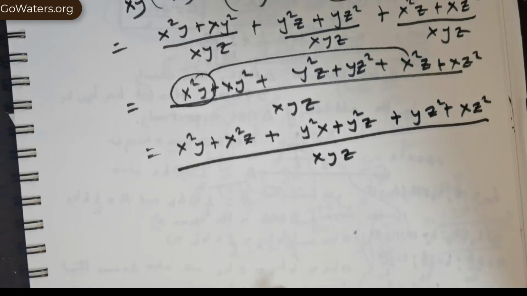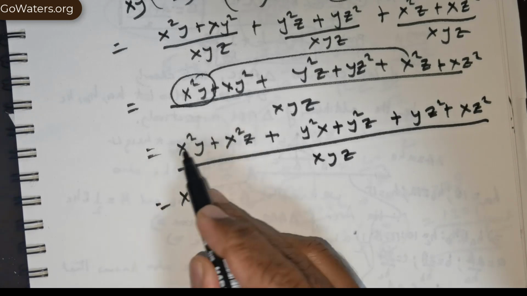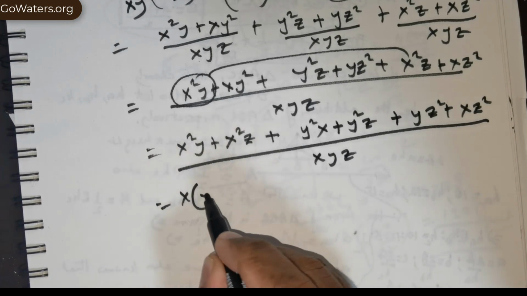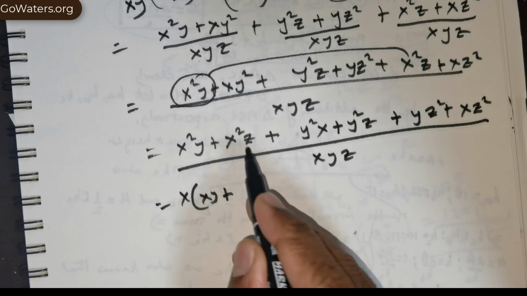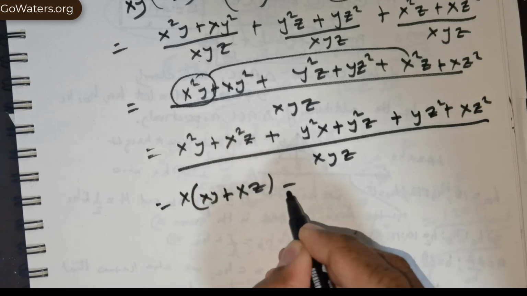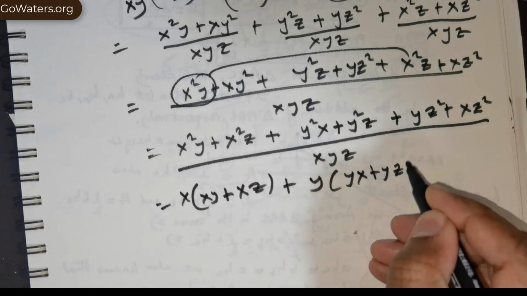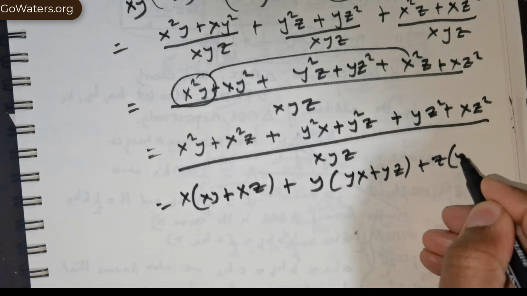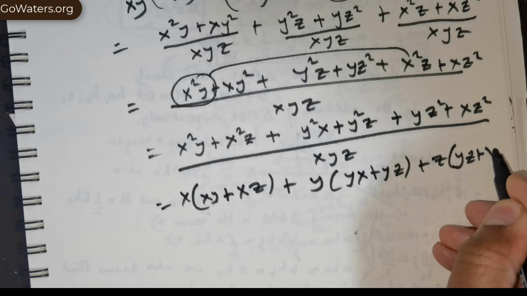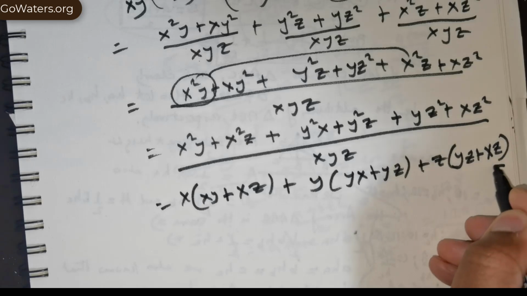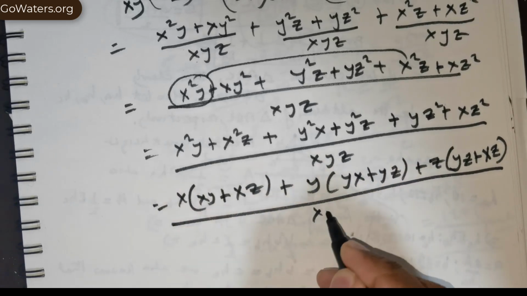Now I wish to take x out from the first quantity. That would give me xy + xz. I would like to take y out. That would give me yx + yz. I would like to take z out. That would give me yz + xz, all divided by xyz.